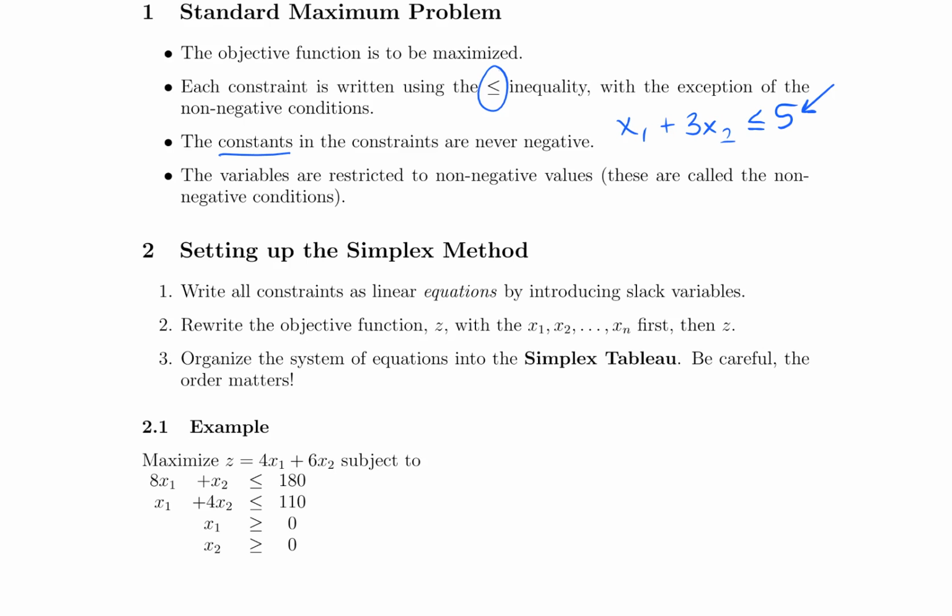The other thing, the variables are going to be restricted to non-negative values, so we'll always have a statement like x1, x2, x3, x4, whatever, greater than or equal to 0. Okay, so we're never going to have to consider negative solutions for our variables.